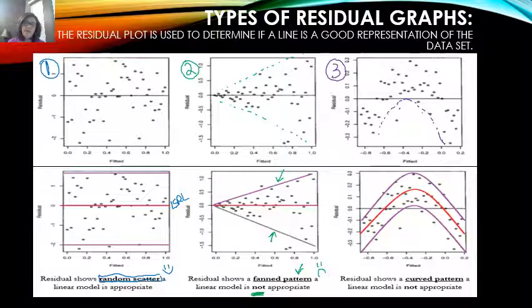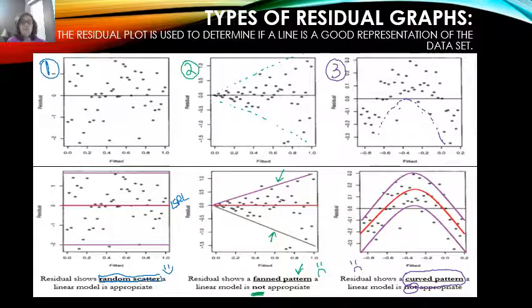So again, you don't have to say that it would be a quadratic. We can just use the words that it is a curved pattern. Therefore, a linear model is, again, not appropriate on that one. So this one is another sad face.